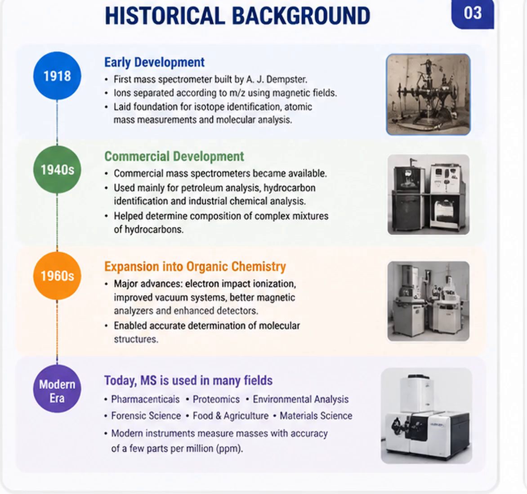In the modern era, mass spectrometry has become an essential tool in many scientific fields. It is widely used in pharmaceuticals, proteomics, environmental analysis, forensic science, food and agriculture, and materials science. Modern mass spectrometers can measure masses with extremely high accuracy, often within a few parts per million, making them among the most powerful analytical instruments available today.